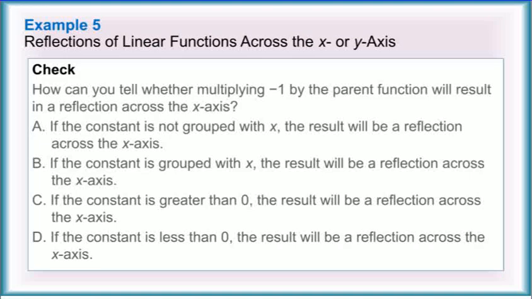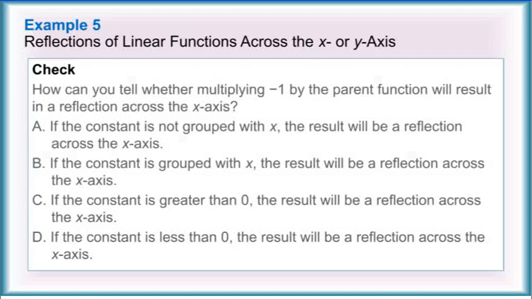Next, reflection across the x-axis. Letter A, if the constant is not grouped with x, the result would be a reflection across the x-axis. B, if grouped with x, the result would be a reflection across the x-axis. C, if the constant is greater than 0, the result would be a reflection across the x-axis. Or D, if the constant is less than 0, the result would be a reflection across the x-axis.